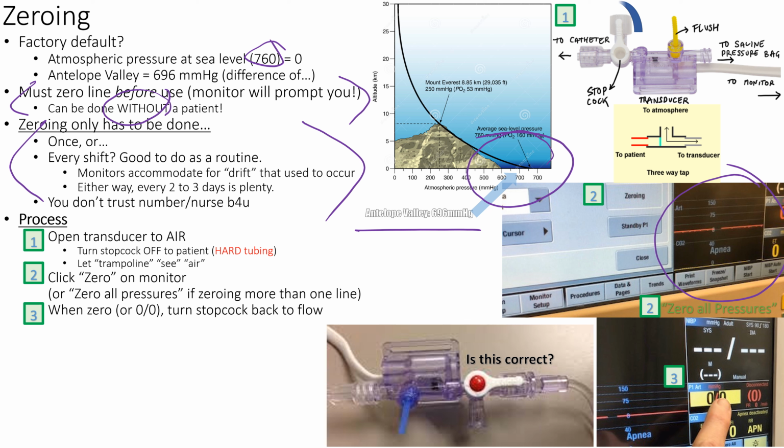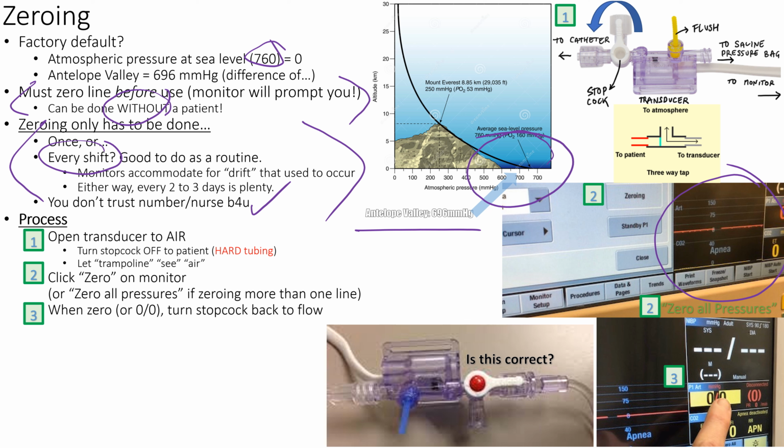Once. There used to be what's called pressure drift, where on the older monitors it would drift by 3 points every day. That's been phased out with the GE monitors and new monitors nowadays. They don't do that. So every shift, some people do that because they don't trust the nurse in front of them, or they might get a good flush, and there might be some reasons why they do it, but it's not absolutely necessary. Once it's zeroed, then it is done.